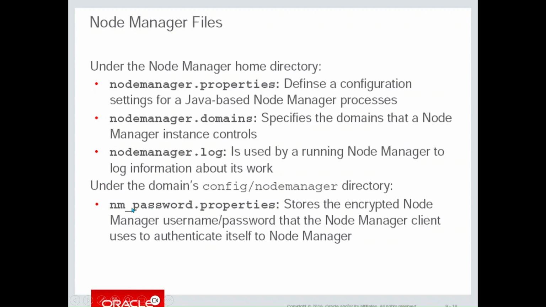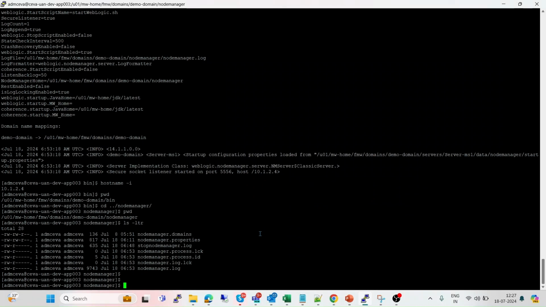And there is the nm_password.properties file, and this stores the encrypted node manager username and password that the node manager client uses to authenticate itself to node manager. So this property file is basically inside the domain's home, config, and node manager directory. So let me show you that file also.